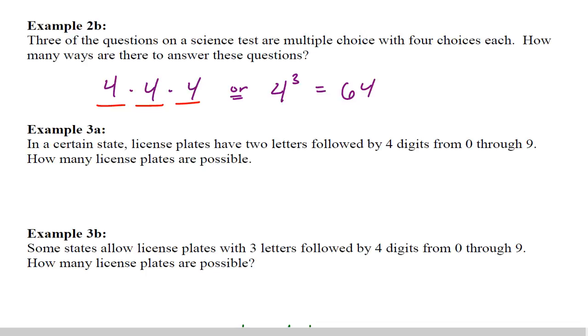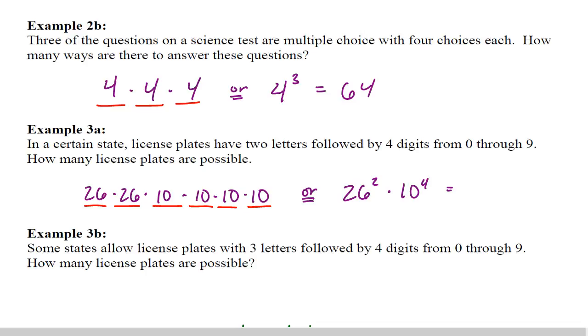Let's see if we can apply this to the next couple of examples. The next one says, in a certain state, license plates have 2 letters followed by 4 digits from 0 through 9. We want to figure out how many different license plates are possible. The first two items on the license plates are letters. The last 4 items are numbers. There are 26 letters in the alphabet, so we would have 26 times 26 followed by 10 times 10 times 10 times 10.